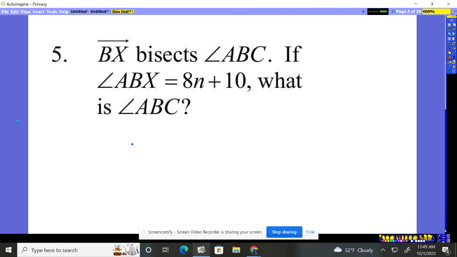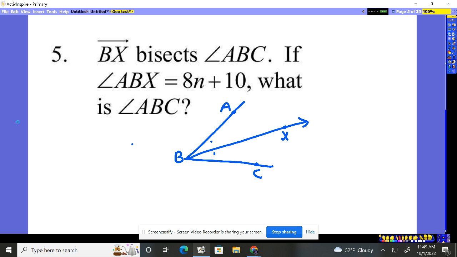Number 5, it says ray BX bisects angle ABC. So if I draw a picture, here's angle A, down here to B, over to C. So from point A down to point B, down to point C. That's angle ABC. It says BX bisects it. That means it cuts it right in half. So here we have ray BX cutting it in half. This piece and this piece are exactly the same.